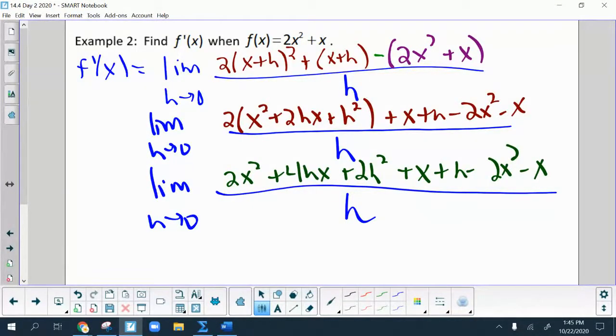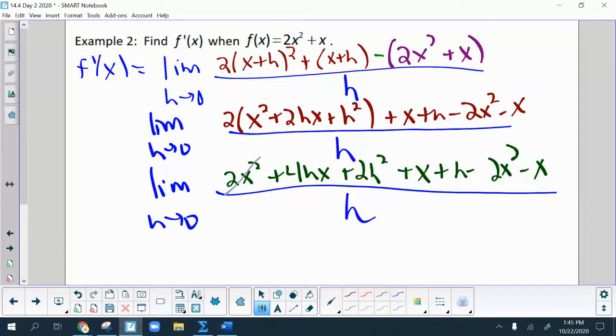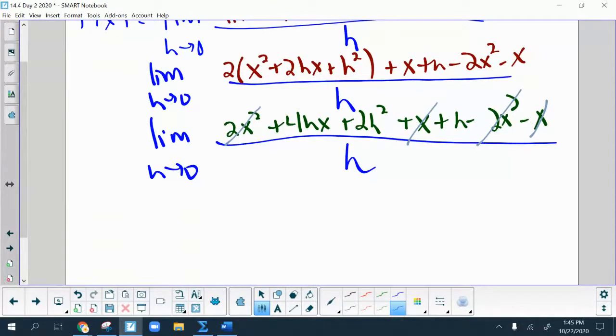Remember what I told you before, anything that doesn't have an h in it should cancel out. So this 2x squared cancels with this negative 2x squared. Negative x, positive x goes away, and I'm left with everything in the numerator that has an h that I just have to either factor or cancel, whatever you like.